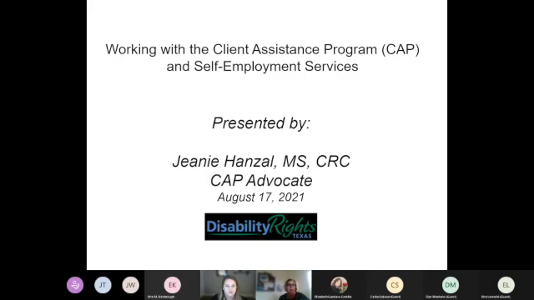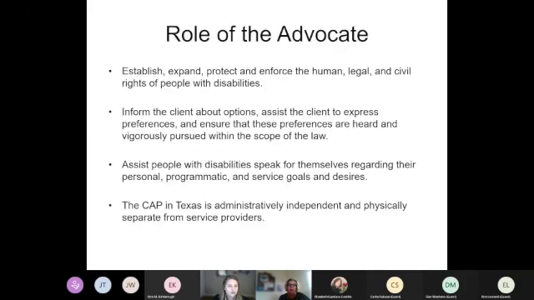So today, obviously, I'm going to be talking about working with CAP and self-employment services. And certainly, you can work with self-employment services or with Voc Rehab and not work with CAP. But if you work with CAP, we have to be working with someone who has a need for VR services. So we definitely want to take a collaborative approach to our advocacy services. And Mackenzie was so nice to go through the introduction, so I'll skip over that.